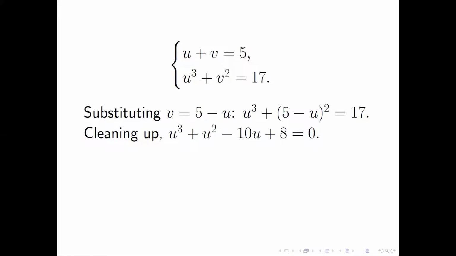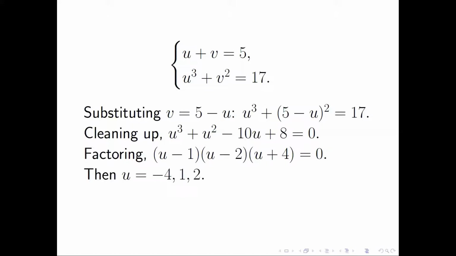Look at the coefficients of the equation: 1, 1, negative 10, and 8. They sum up to 0, which means u equals 1 is a root. So we can do the factoring, u minus 1. The remaining part is a quadratic polynomial in u. We can do further factoring. So we have u minus 1 times u minus 2 times u plus 4 equals 0, with 3 roots of u: negative 4, 1, and 2.